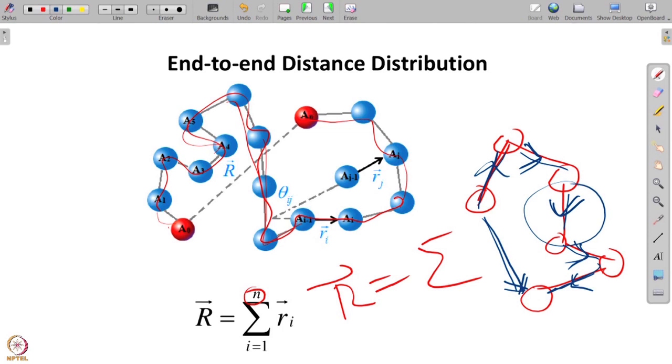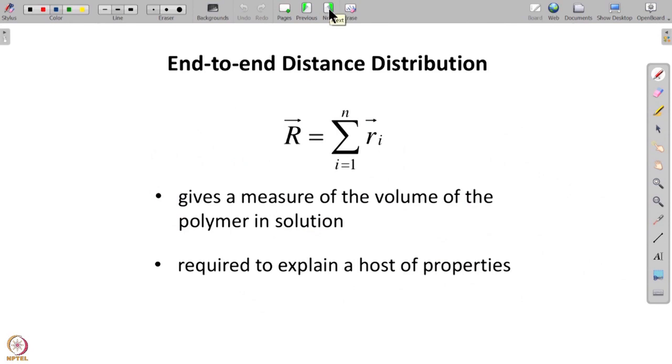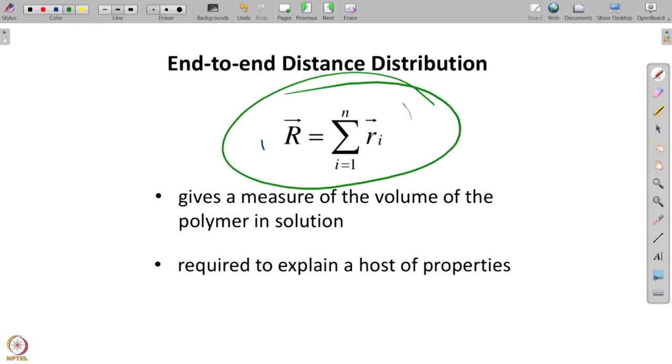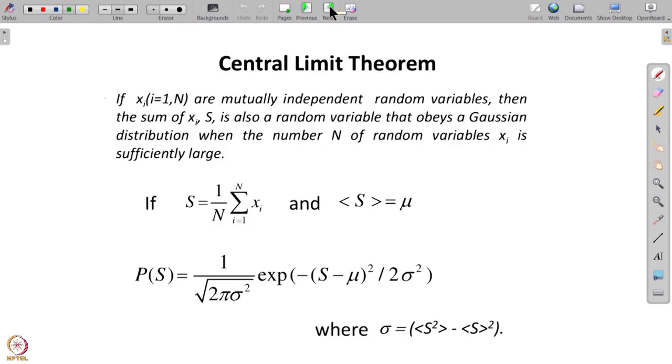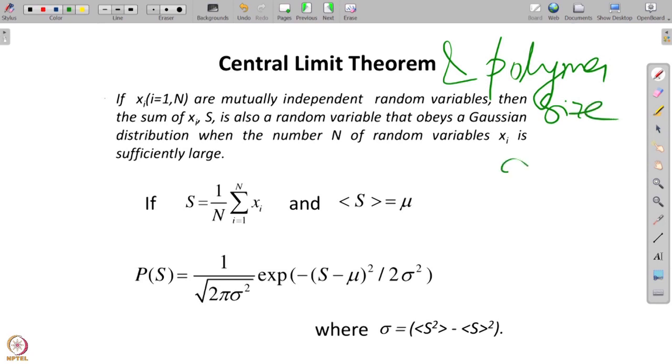These vectors are fairly random because of the tetrahedrality, because of the rotation around the bond. We call it backbone. And that gives rise to a wonderful thing, that the end to end distribution is a sum over these things, and these are projections, and they can take many values, so they are random numbers. Now, this end to end distribution is a beautiful thing from the central limit theorem. So that should be the title: the central limit theorem and polymer size distribution.